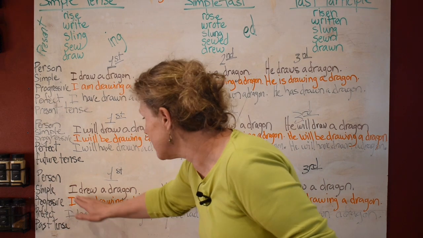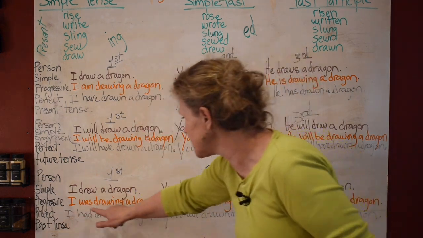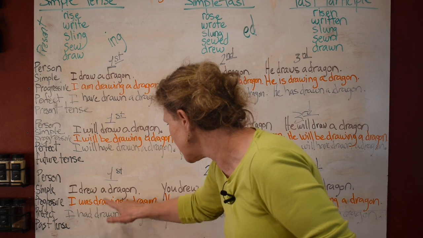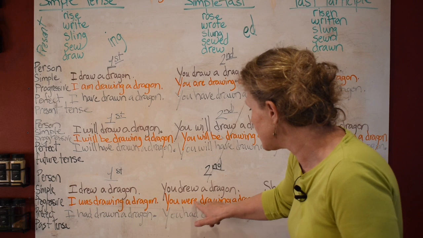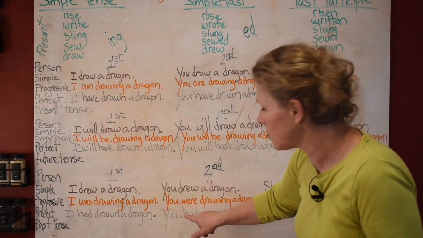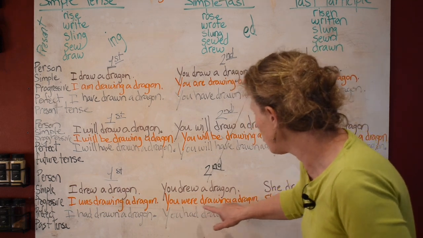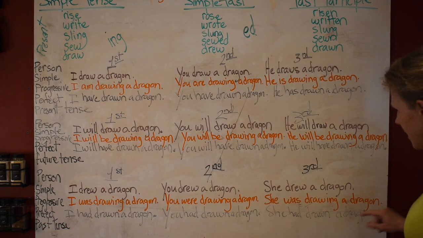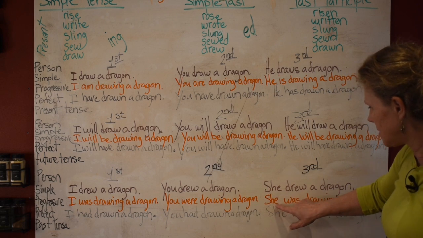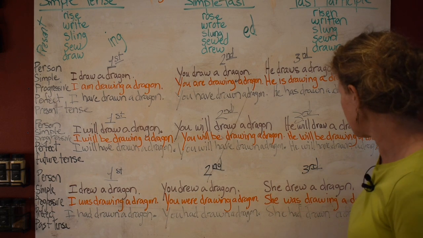Since I'm in the singular, I'm using the singular verb. I was drawing a dragon. Now, you always takes the plural. Whether it's singular or plural, you're using were. You were drawing a dragon. She was drawing a dragon. Third person, this is singular, takes singular.